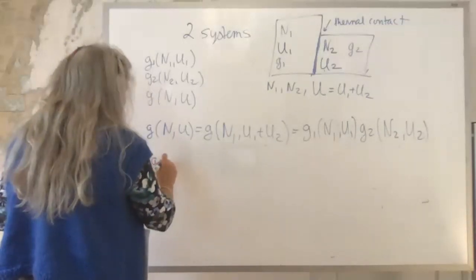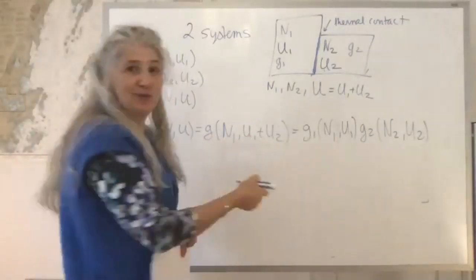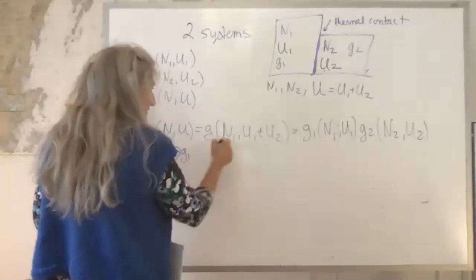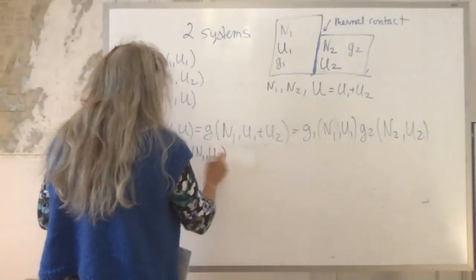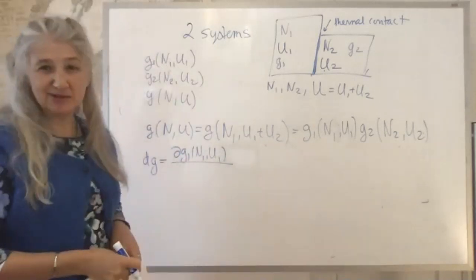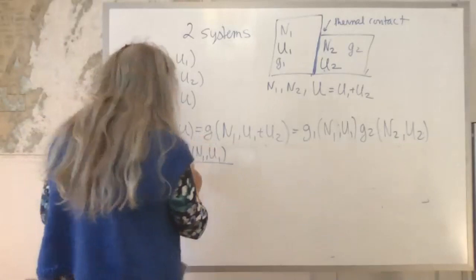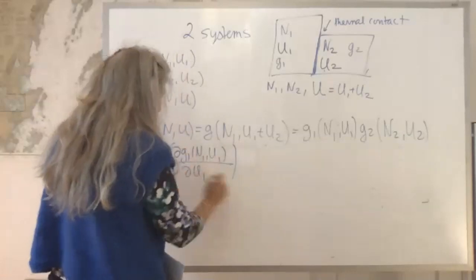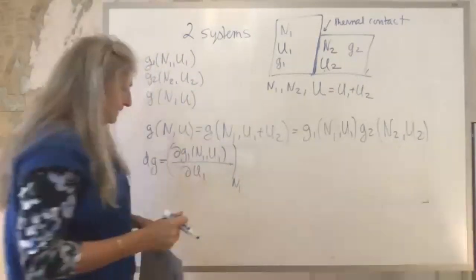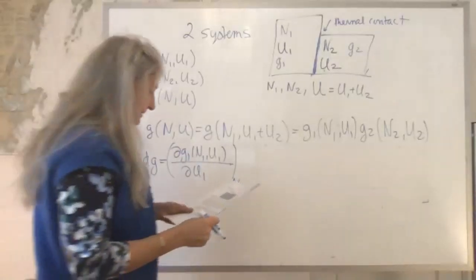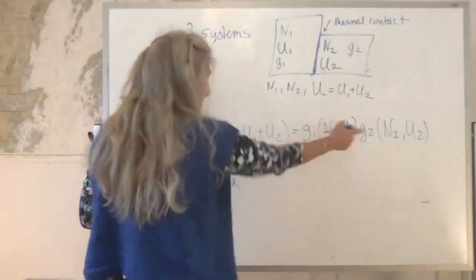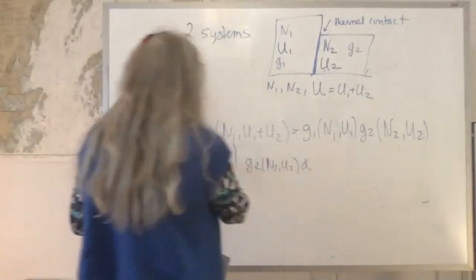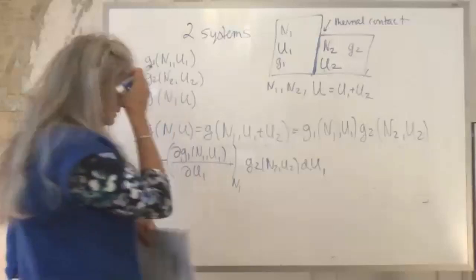So that means dg is going to be 0, but I want to vary the energy in one of them. So I can write this out as dg1 of N1, U1. I can write this as a partial because I'm keeping N1 fixed, so ∂/∂U1. Usually people write this when N1 is fixed, so we're taking the derivative with respect to the energy of the first one. This is a product, so I multiply by g2 of N2, U2, dU1, because I took the derivative with respect to U1.